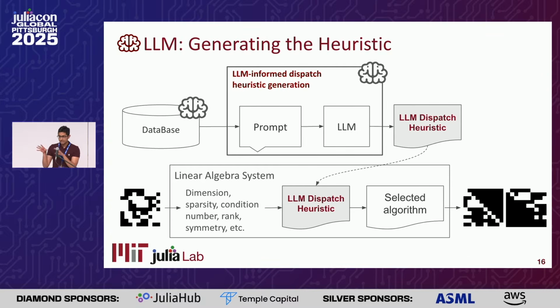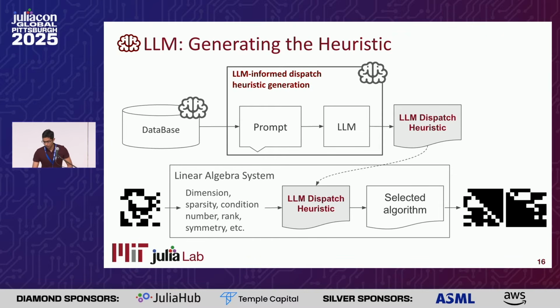So yeah, then we can take our heuristic generated by the LLM, put it in some linear algebra system, and then we can pass in the linear algebra features, such as matrix features, such as the condition number, rank, whether it's symmetric, and these will be taken as inputs into the heuristic, which will then decide what the most optimal algorithm is, and then perform that operation.